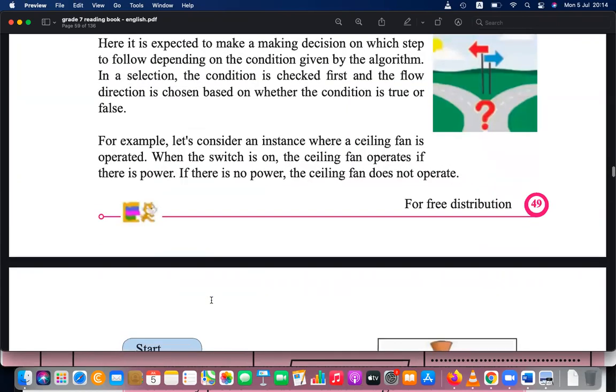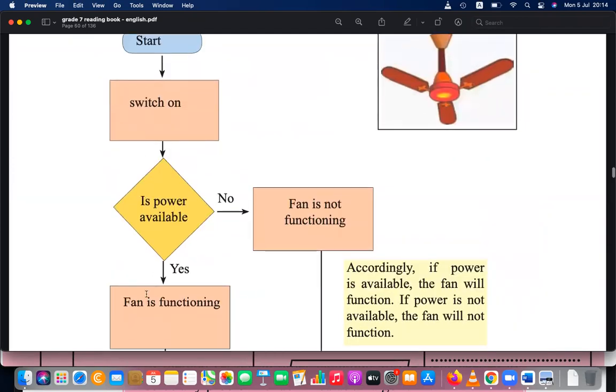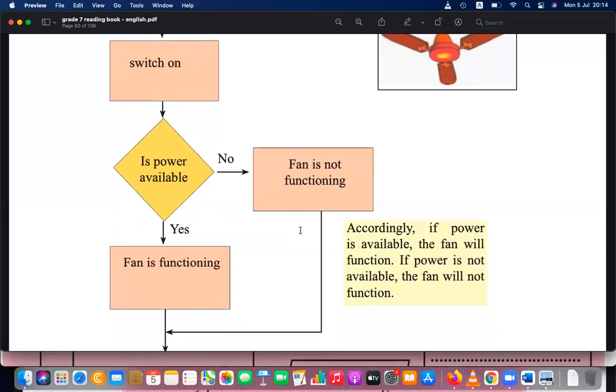And so how is selection done? For an example, let's say the switch is on. If power is available, then the fan should be working. If power is not available, the fan should not be working. So this is actually one side, neither.